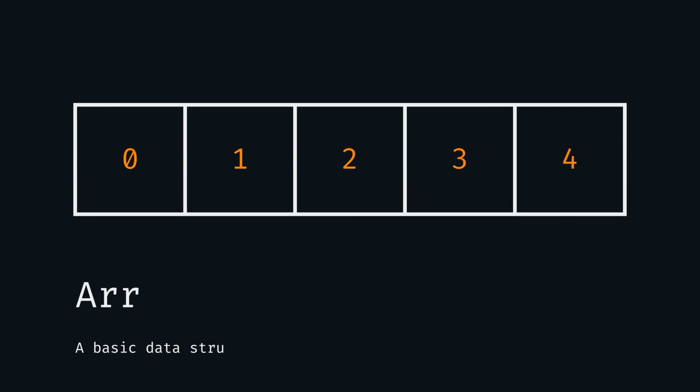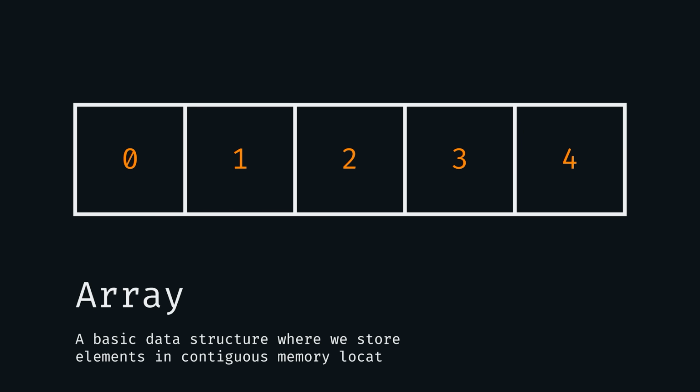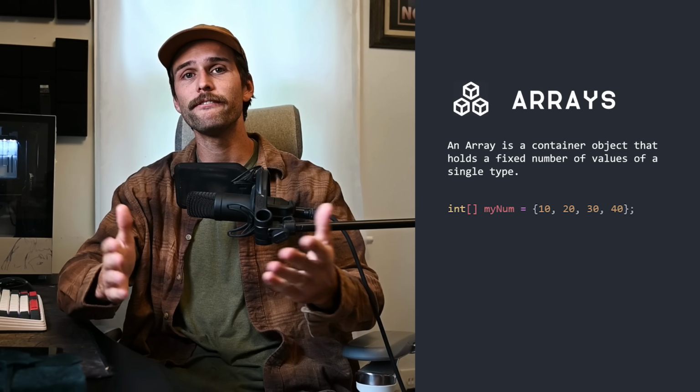Let's start with arrays. Arrays are the simplest and most widely used data structure. They hold a fixed number of values of a single data type in contiguous memory locations. Let's break that definition down though. Fixed number of values. That means the array is of fixed length, which was defined when we created these arrays. Of a single data type.